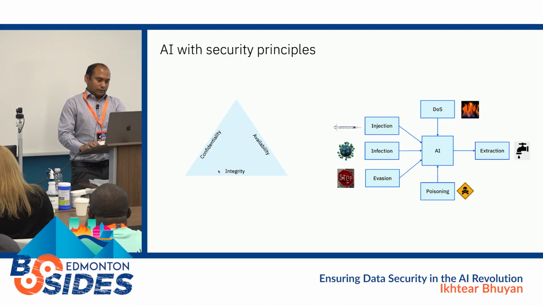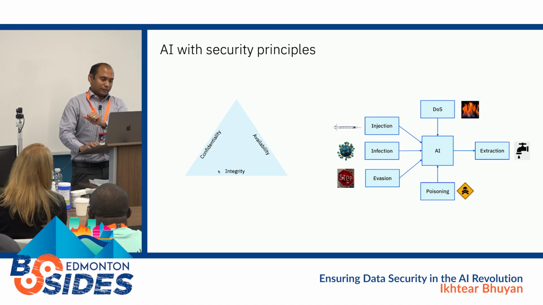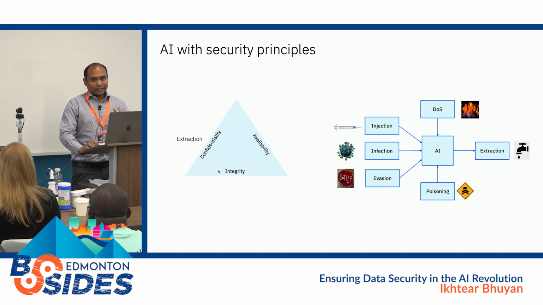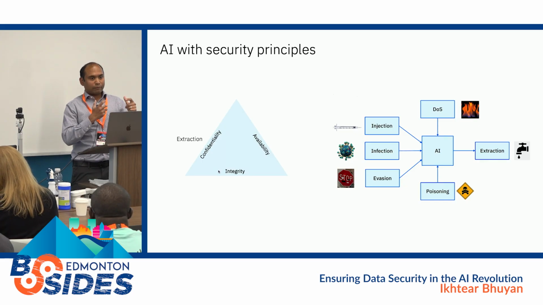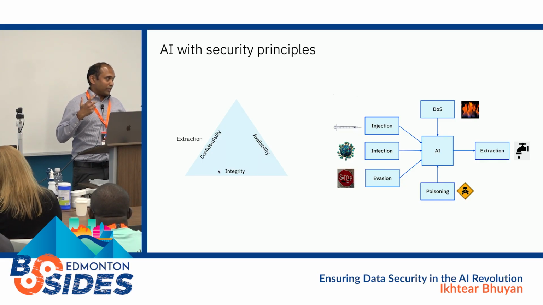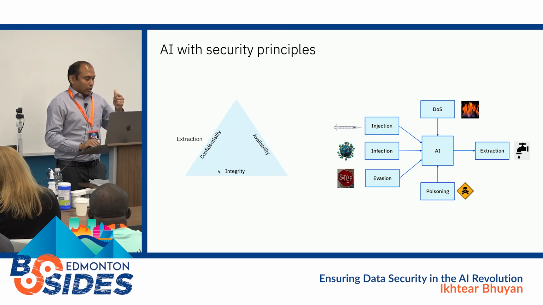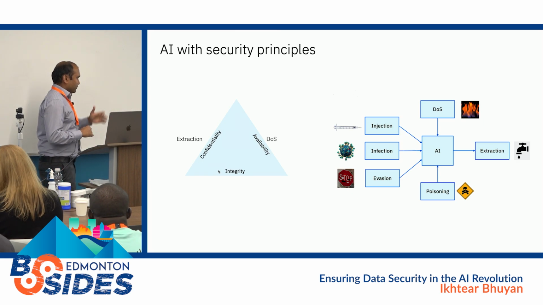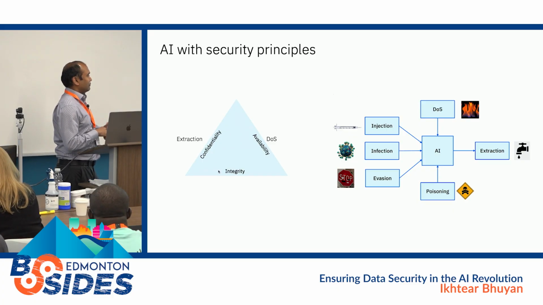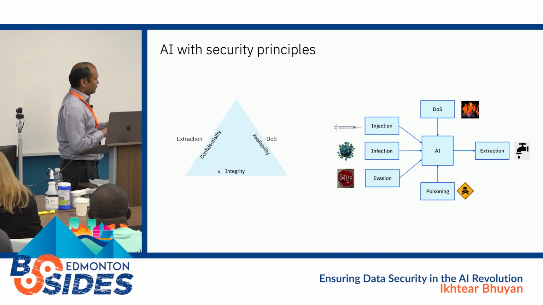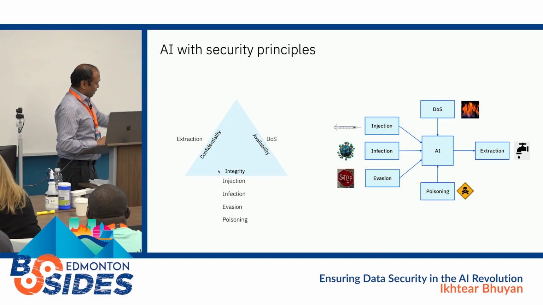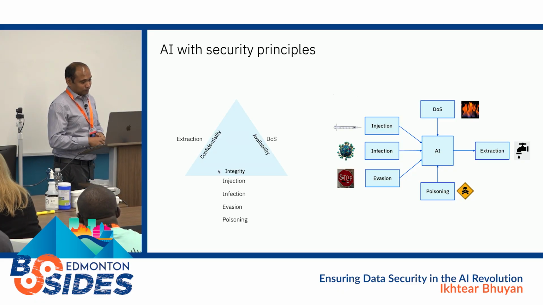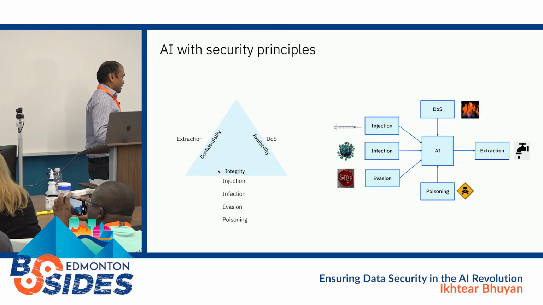Out of those 6 attack techniques that I mentioned, extraction is a confidentiality issue, because it takes my organization's data outside. DoS is an availability challenge, because I am trying to keep the AI system down by putting in a lot of requests and other stuff. But the rest, all of those 4, are integrity: injection, infection, evasion, poison.